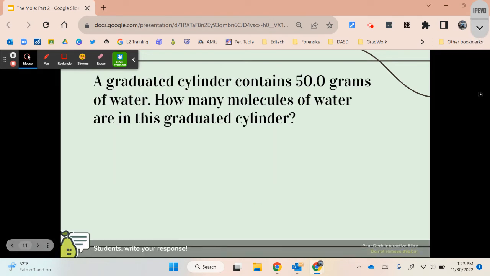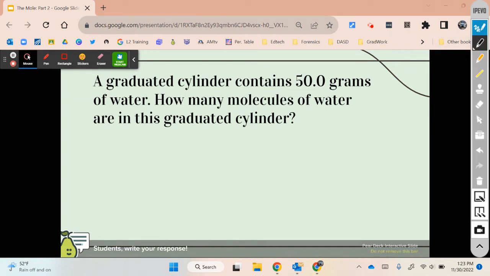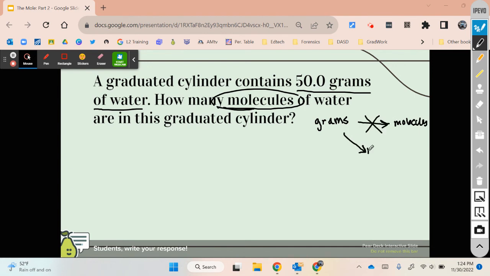Okay. In this case, we have a graduated cylinder that contains 50.0 grams of water. How many molecules is this equivalent to? So in this case, we are being asked to go from grams to molecules, but I cannot do so directly. There is not a direct conversion that exists for that. I must first convert to moles and then convert to molecules. So this is a 2-step problem. So we're going to be starting with 50.0 grams of water, which is H2O.